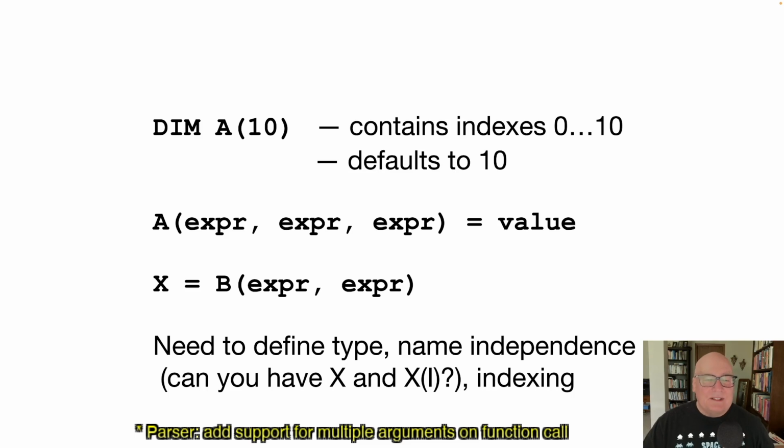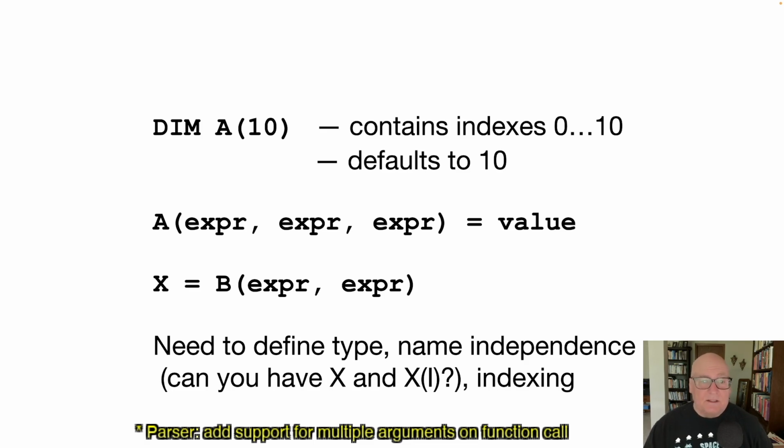But anyway, you can dimension an array. It defaults to 10 if you just reference the array and haven't dimensioned it. And then once you've done that, you can't come back in and say, oh, it's 20 or anything like that. You get one shot. All right. You can make assignments to arrays. A sub expression, comma, expression equals value. So that's a 2-dimensional array. And you can get the value back. So x equals b of expression, comma, expression, fetching things from a 2-dimensional array.